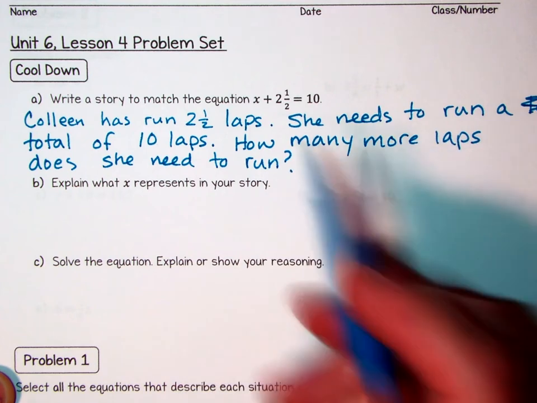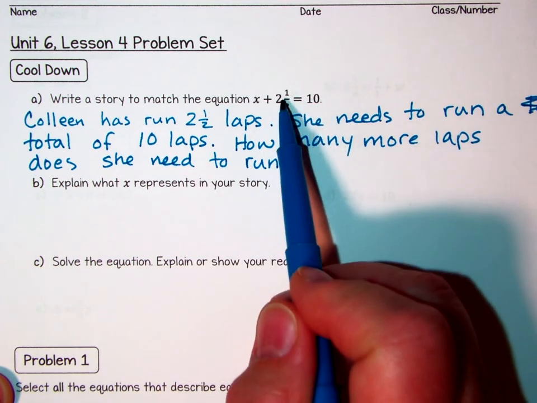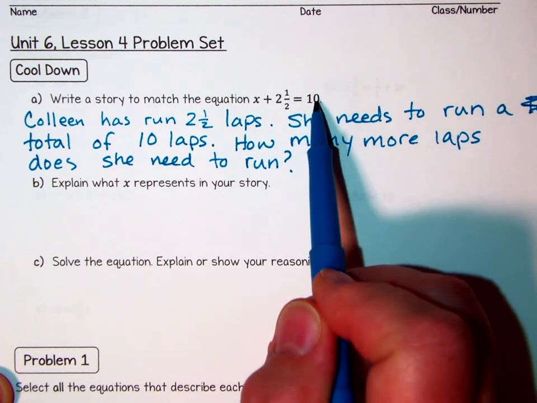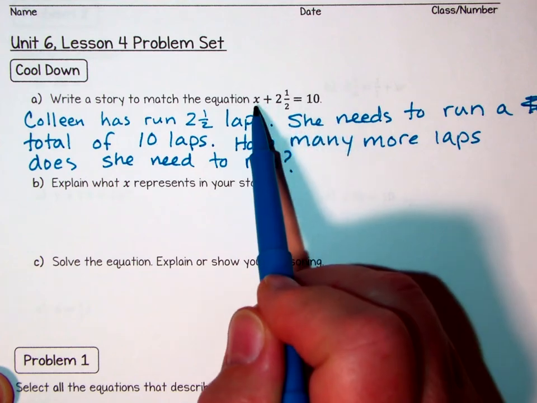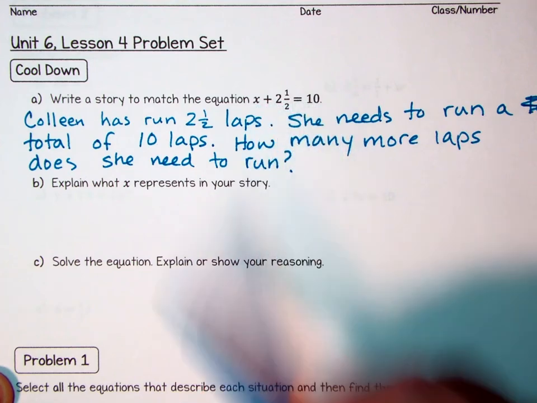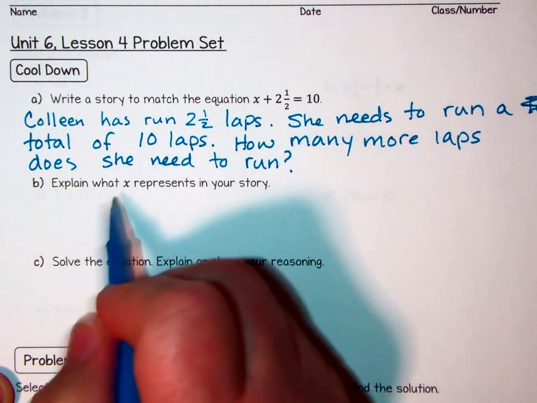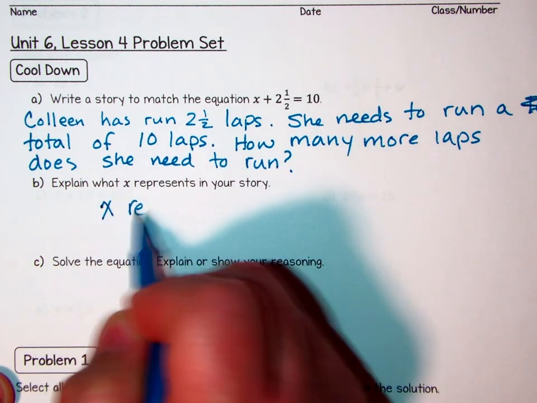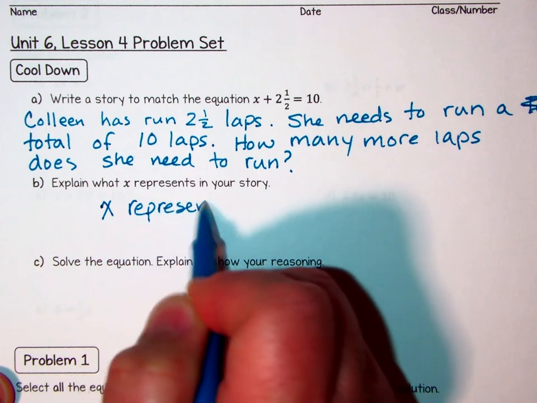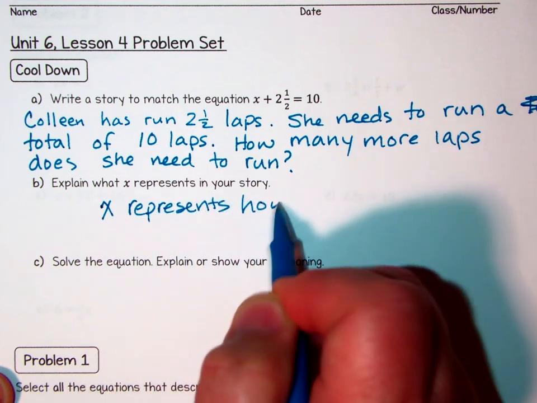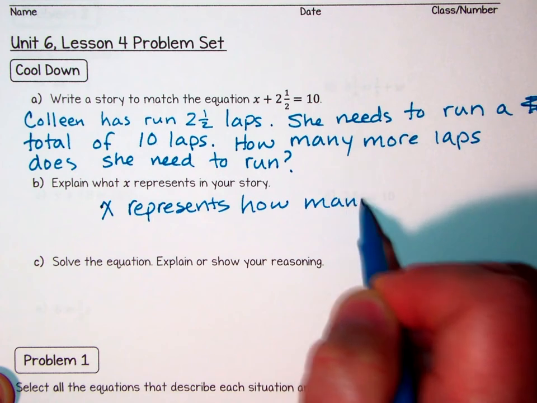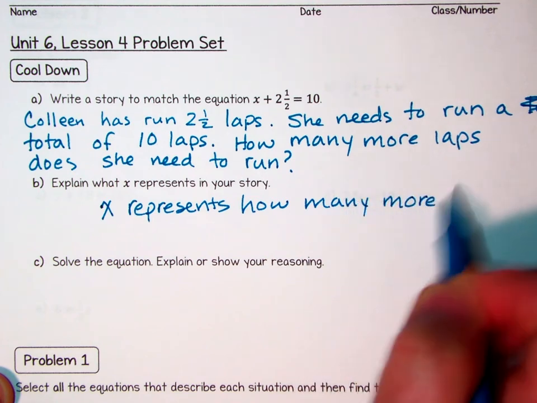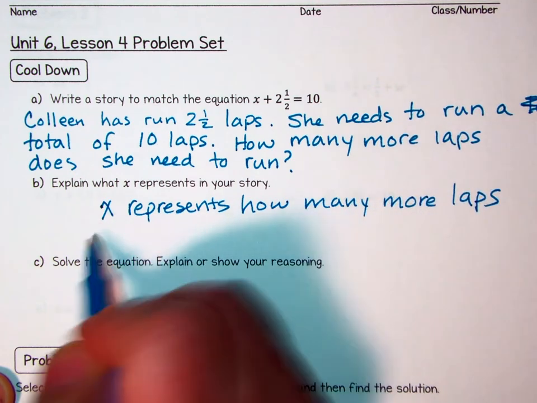All right, so there's the 2.5 she's run. There's the 10, that's the total she wants to run. So how many more does she have to add to 2.5 to get to 10? So in my story, x represents how many more laps Colleen needs to run.